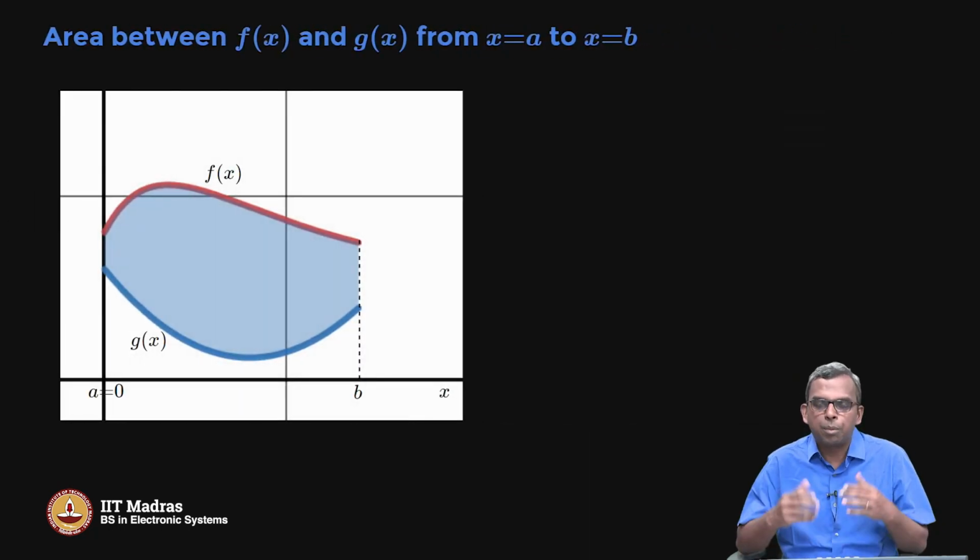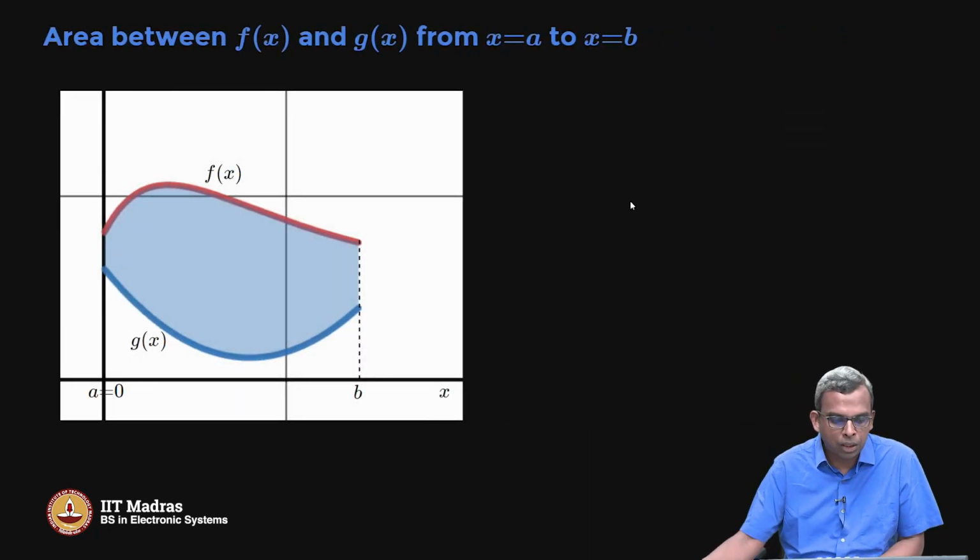Okay, so here's the problem. I have two functions now. One function is f of x, which is shown by this red curve here on top, and the other function is g of x, which is this blue curve here at the bottom. I am interested in the area between these two curves from x equals a to x equals b. So, this is the area I am interested in.